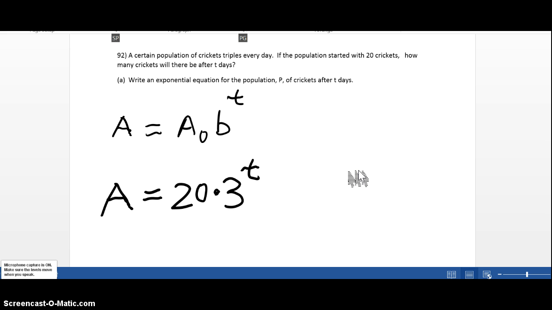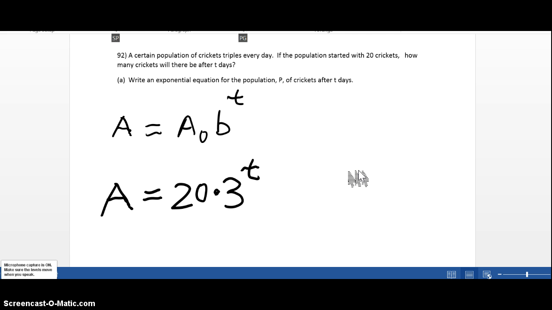So the first thing is the general formula for exponential growth. A, the amount, is equal to A sub 0, where A sub 0 is the initial amount, times B to the t. B is the growth factor. So this is tripling, so the growth factor is 3. Suppose it was doubling. Then B, the growth factor, would be 2.